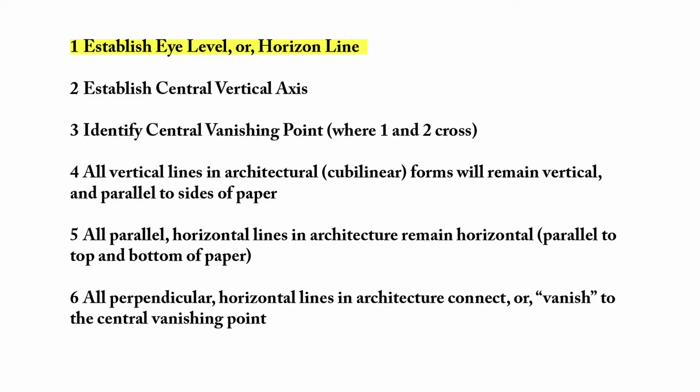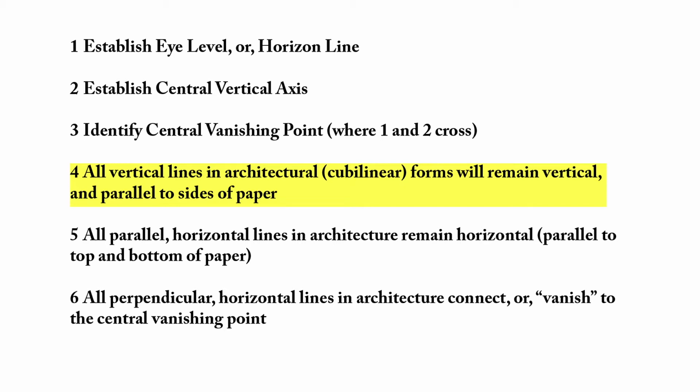Number 1, establish eye level or horizon line. Number 2, establish central vertical axis. Number 3, identify central vanishing point. And this is where 1 and 2 cross. And number 4, you have to observe this rule.